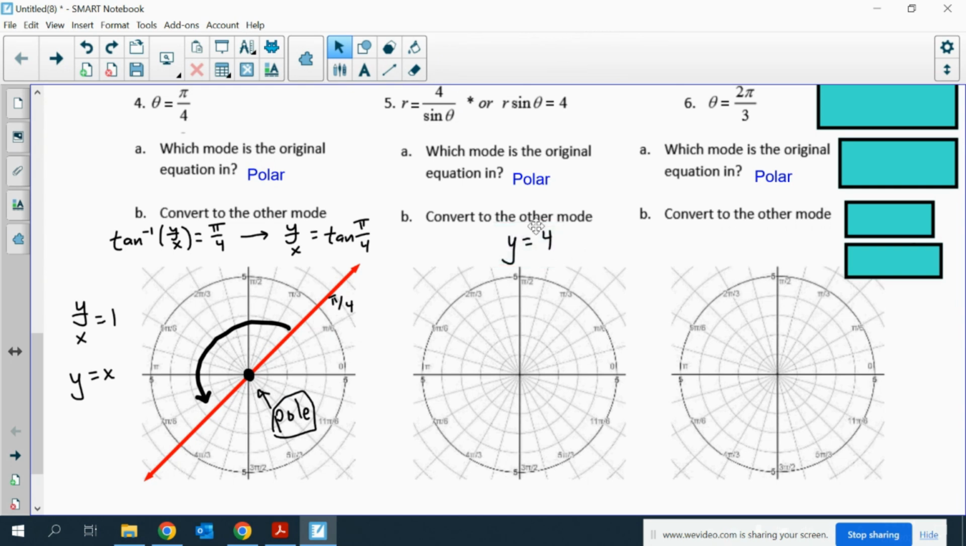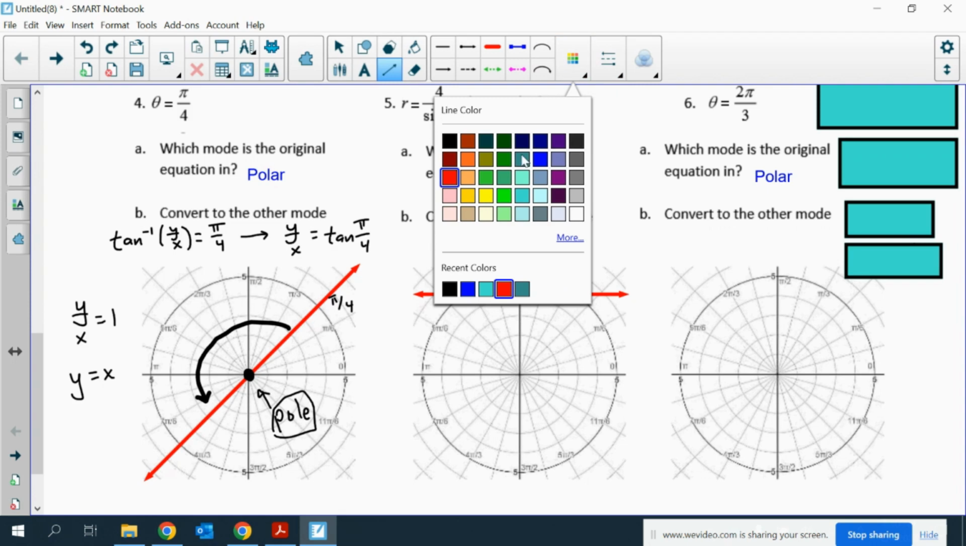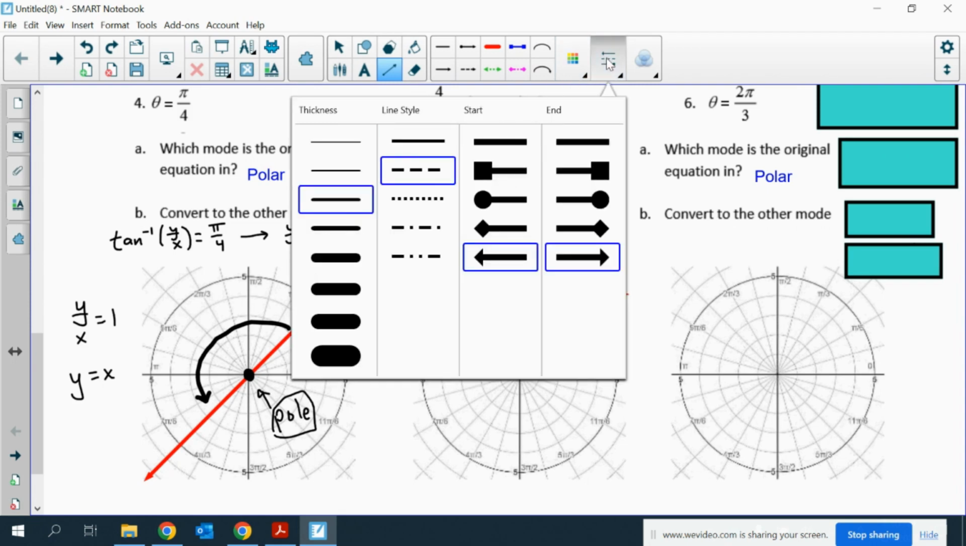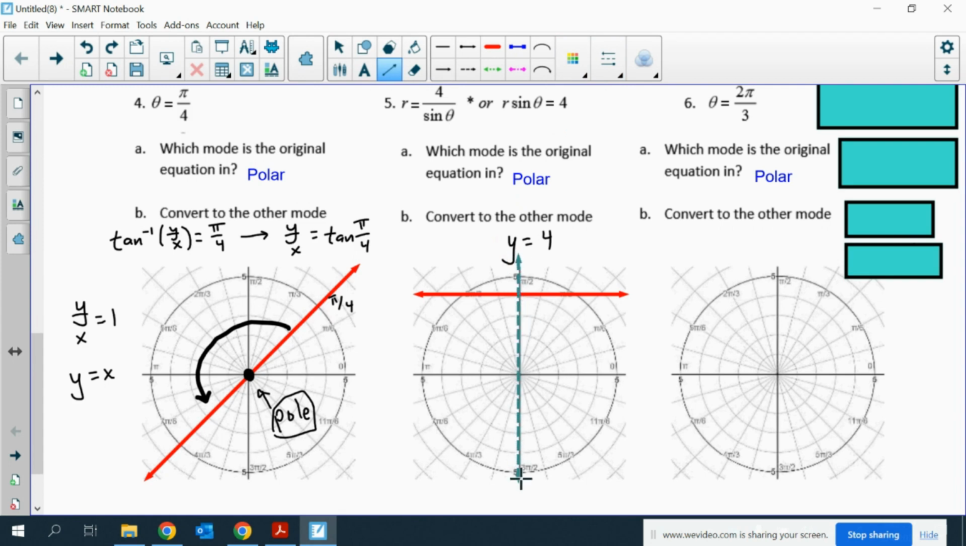Number 5, we see that we can just write r sine theta as y. So I have the line y equals 4, and the line y equals 4 is symmetric to the line theta equals pi halves, which we already learned up top.